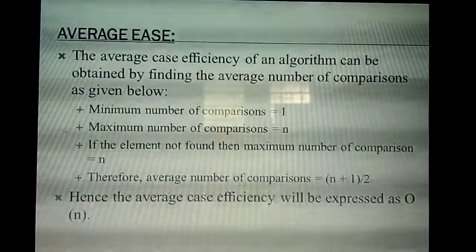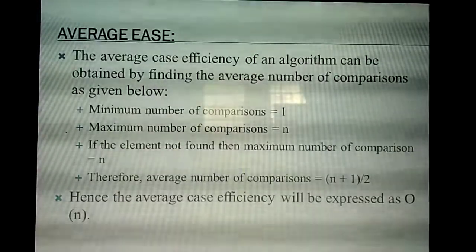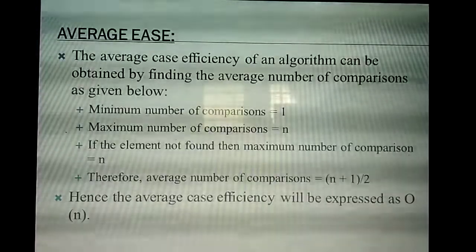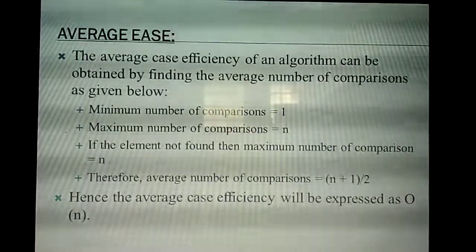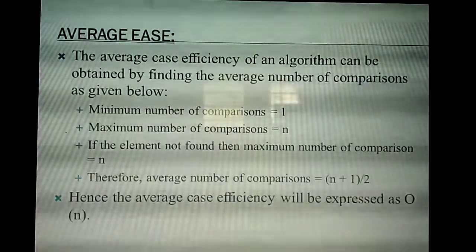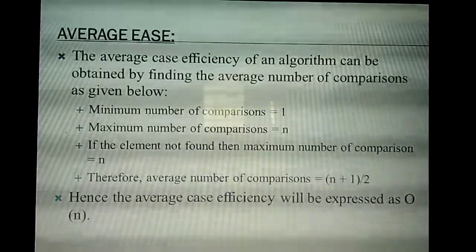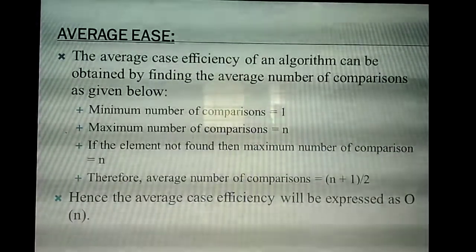Next, you are going to calculate the average case. Best case you have calculated, worst case you have calculated. For the average case, first you need to find the minimum number of comparisons. How many? Only 1. The minimum possible is 1. The maximum is up to n comparisons.